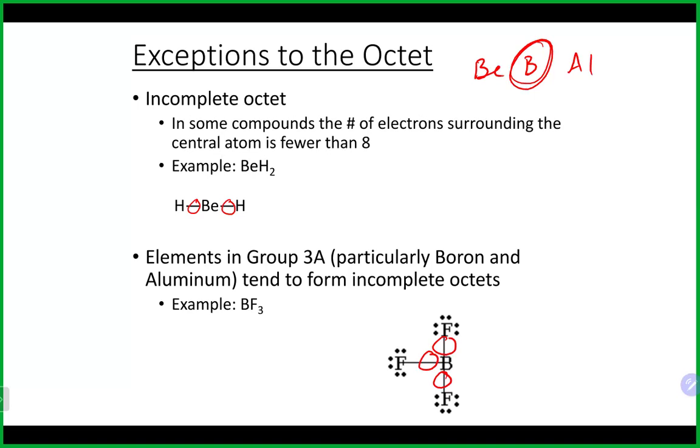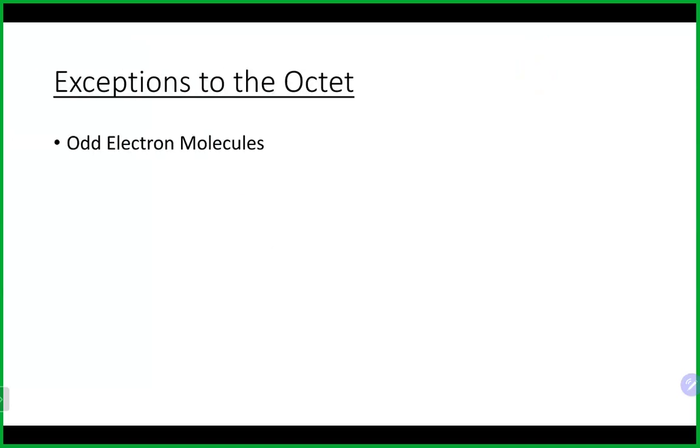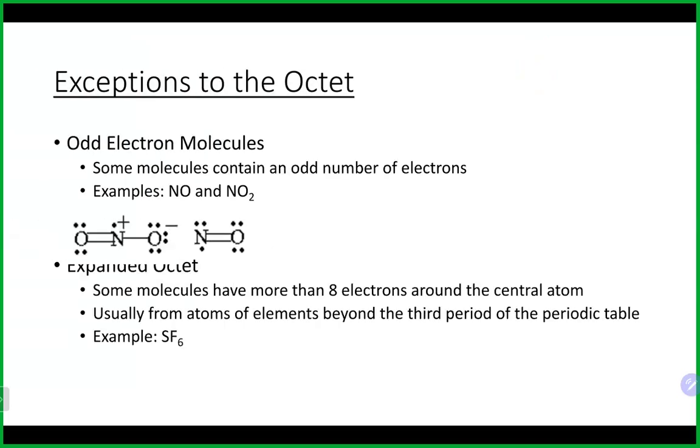It allows something like BF3 to act, in certain cases, as an acid, because it is missing some electrons. So there are certain things that can go less than 8. Another exception to the octet rule is what's known as an odd number of electrons. It is possible to get an odd number when you count up your electrons. Again, in our class, since everything will obey the octet rule, if you get an odd number of electrons, you're probably doing something wrong.